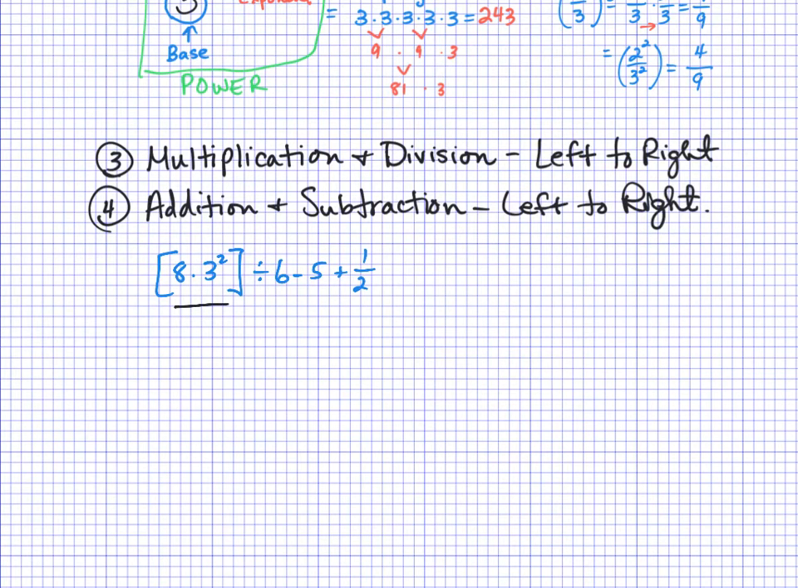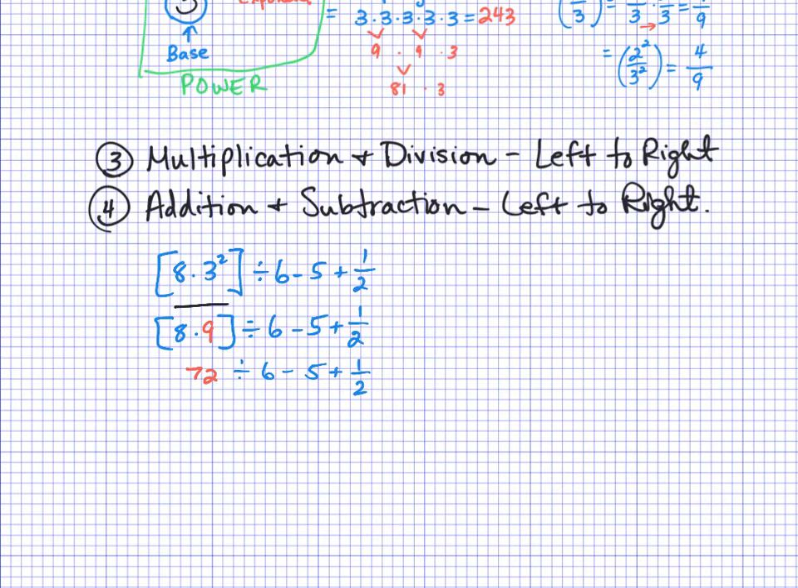Now I want to take care of the exponent first, right? 3 squared is 9. So I took care of that. And I want you to notice how I'm going about doing a problem like this. I'm doing it one step at a time. 8 times 9 is 72. So this becomes 72 divided by 6 minus 5 plus 1/2.